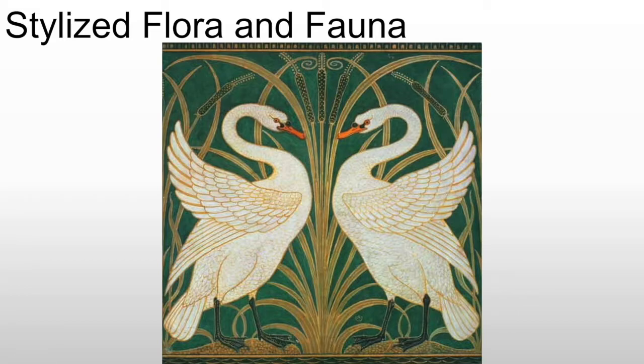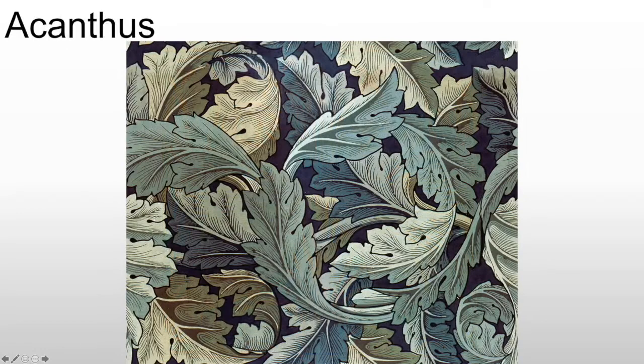For example, reeds do not grow perfectly symmetrically all the time, but we have some naturalistic elements here. The swans have been simplified. Their wings, of course, they've drawn out all of these feathers in the wings and in the tail, whereas they used a more naturalistic approach to the feathers on the body. So it is a mix, but we tend to see more stylization of nature in the Art Nouveau.